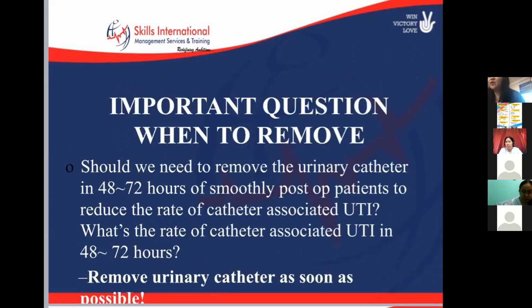So, an important question: when to remove? Should we remove the urinary catheter in 48 to 72 hours for a smoothly recovering post-operative patient to reduce the rate of catheter-associated UTI? You have to remove the urinary catheter as soon as possible because it's long already. It's very long. Usually around 2 days lang, we change it already.